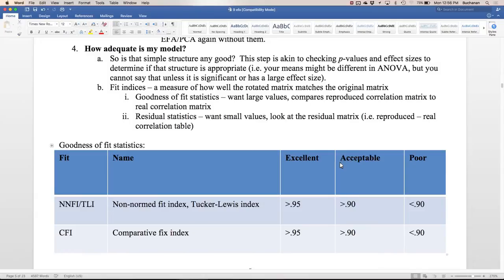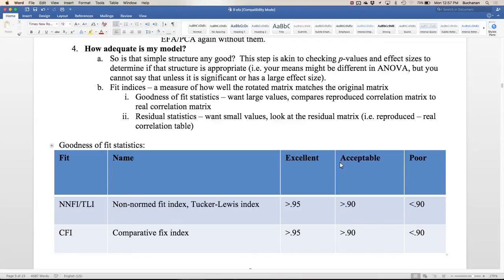We talked about the original correlation matrix and the reproduced matrix, and we subtract them to get the residuals. We're going to see how much those residuals are larger than what you would expect, because there's always some error. So we're going to use fit indices. Fit indices fall into 2 camps. They're either large or small.